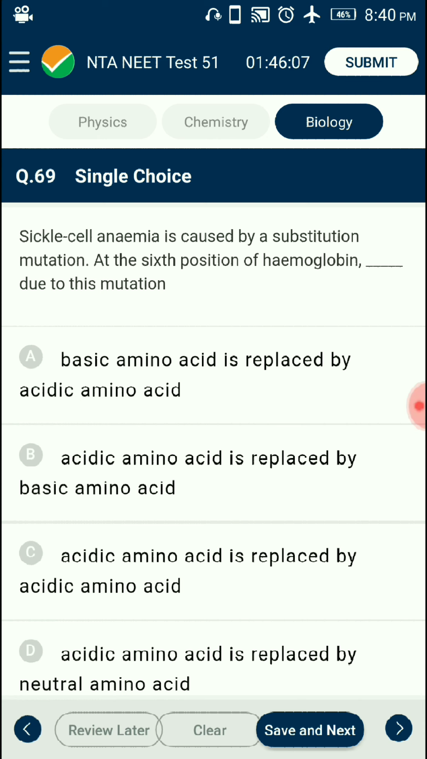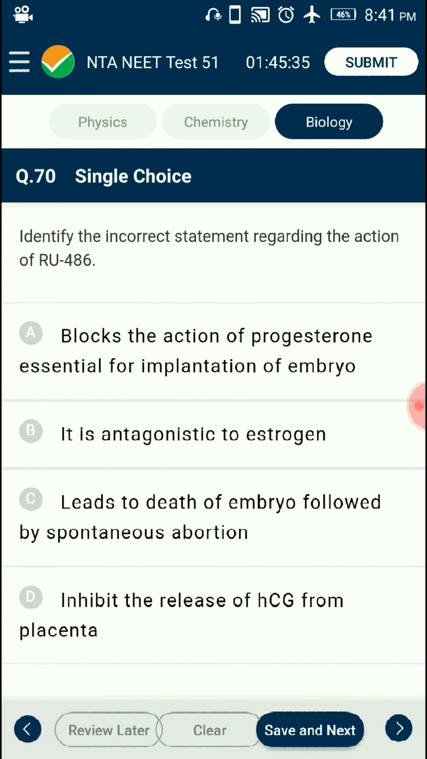Question number 70. The action of RU486. Medical termination of pregnancy is a process to terminate or abort a pregnancy. The drug RU486, generally called mifepristone, is a pill that, when consumed, works as an anti-progesterone and blocks the effect of progesterone. It also promotes uterus contraction and eases the opening of the cervix. So the answer is option B. It is antagonistic to progesterone.